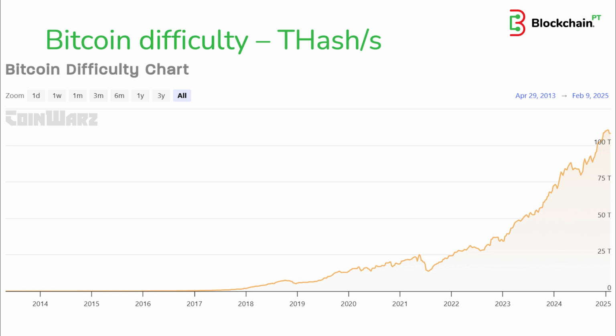Bitcoin difficulty, T hash per second. The plot displays the evolution of the Bitcoin network difficulties since its inception in 2009. One can see that the difficulty has grown substantially over the years. This explains why Bitcoin mining nowadays requires specific and powerful mining hardware.